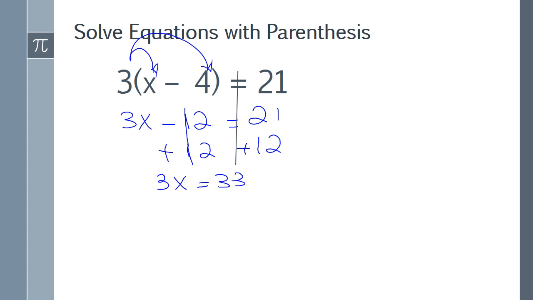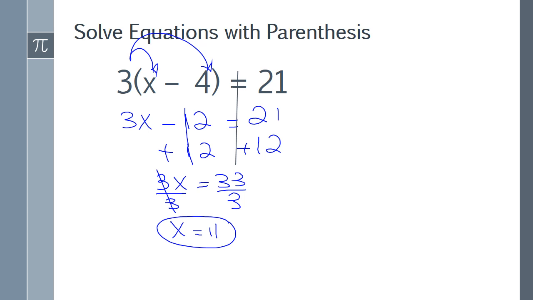Again, I have 3x on one side. I need to have x by itself, which means I need to get rid of 3 by using the inverse operation. In this situation, I'm going to have to divide by 3 on both sides, and the final answer is going to be 11.